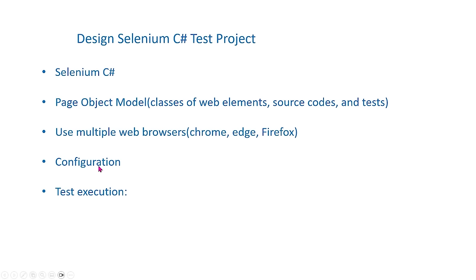The next thing we're going to have is test execution, so we'll execute a bunch of tests. And then we'll have the capacity to take screenshots of what's going on during our automation test. So we'll implement that functionality into our test project as well. And finally, we're going to format our reports afterwards into HTML files so that they're nice and neat.